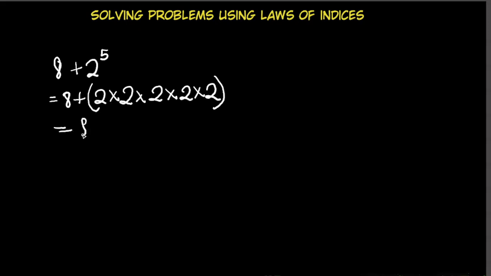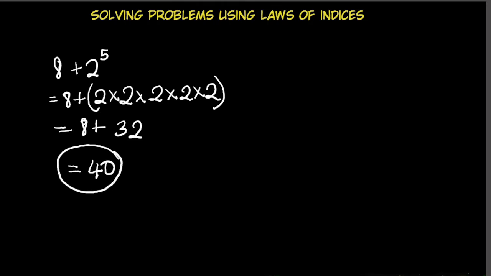So here we have 8 plus 2 times 2 is 4 times 2 is 8 times 2 is 16 times 2 again is 32. And so our answer is 40. 8 plus 32 gives us 40.